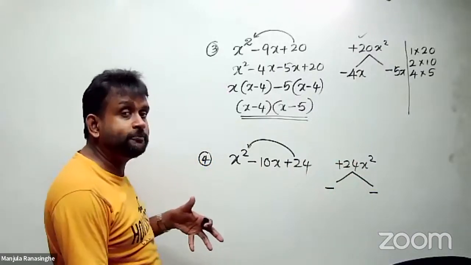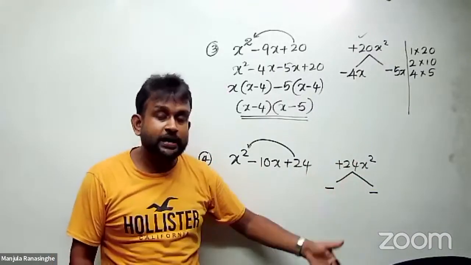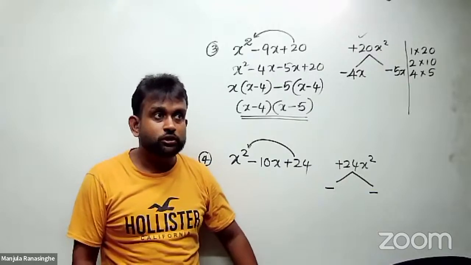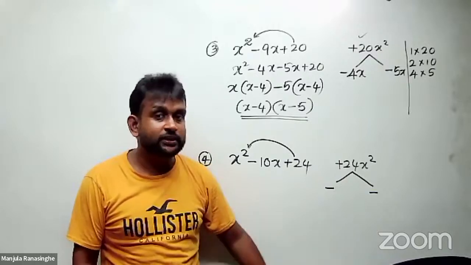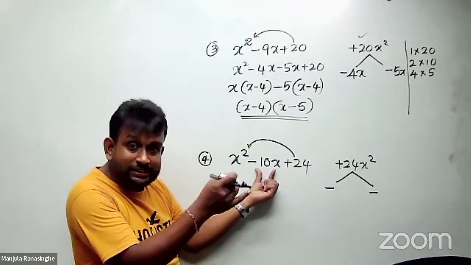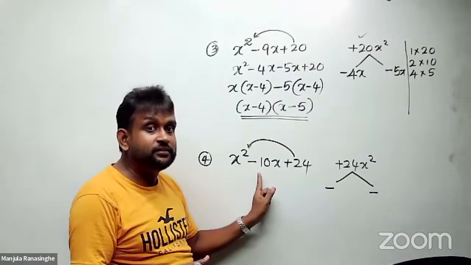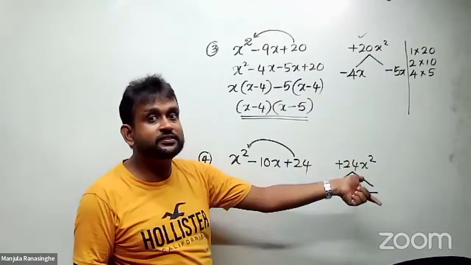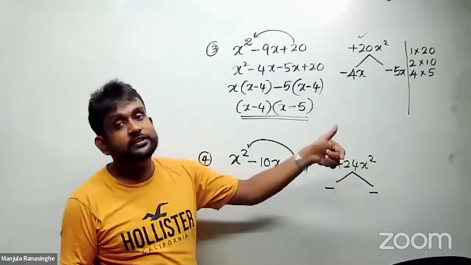Then we have to think, right, which pairs give the product 24? 1 into 24, 2 into 12, then 3 into 8, right? 4 into 6, likewise. Then you can see the sum of a certain pair shall equal 10. That gives you 4 into 6. 4 plus 6, 10. 4 into 6, 24.